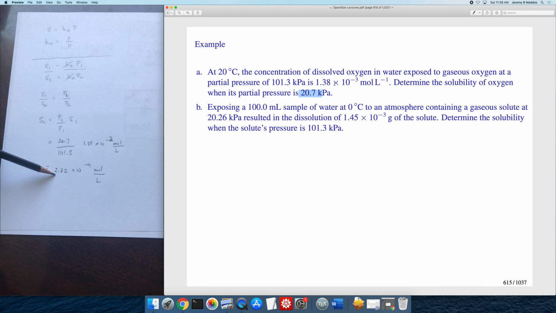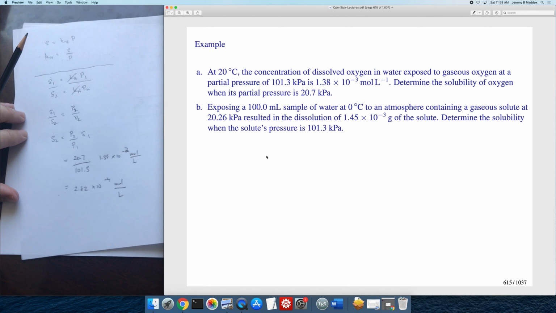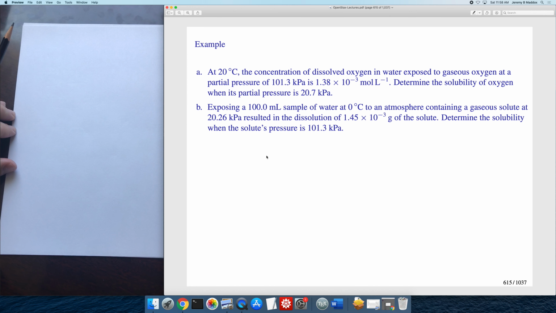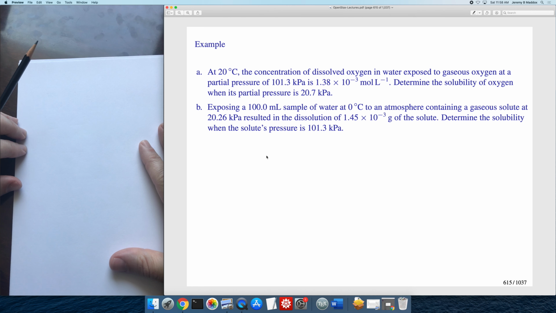Notice that it's smaller than the solubility at 101 kilopascals. So when the pressure of the O2 above the water decreases, the solubility decreases. Part B here is very similar to Part A. The one difference is the units of solubility. So I'm going to go ahead and work this one just because I don't want that to throw you off in an exam, but it's the same idea.